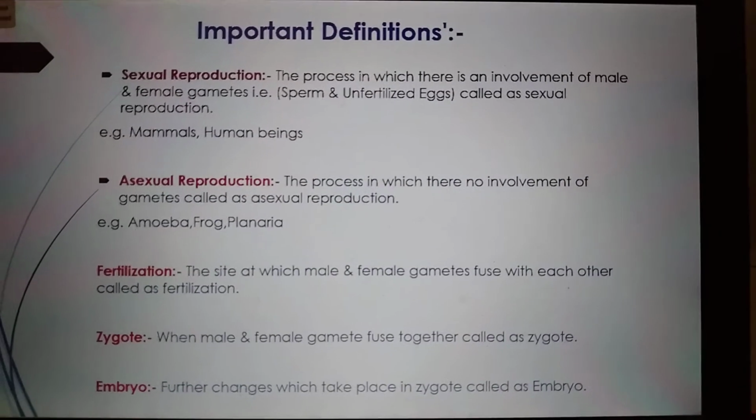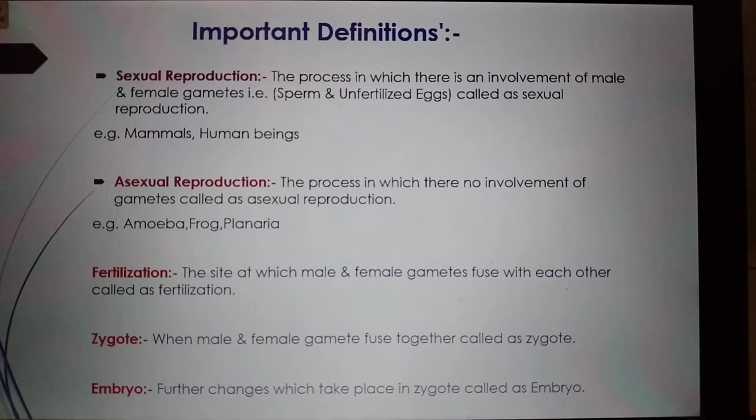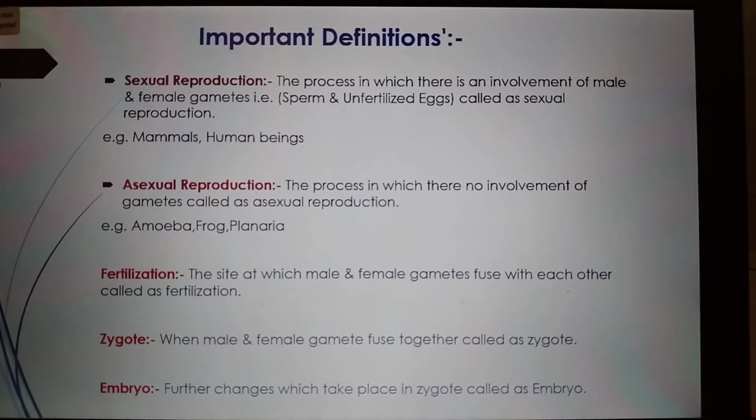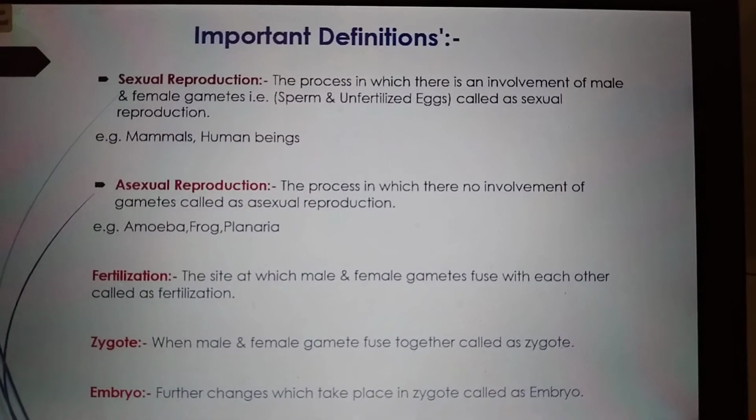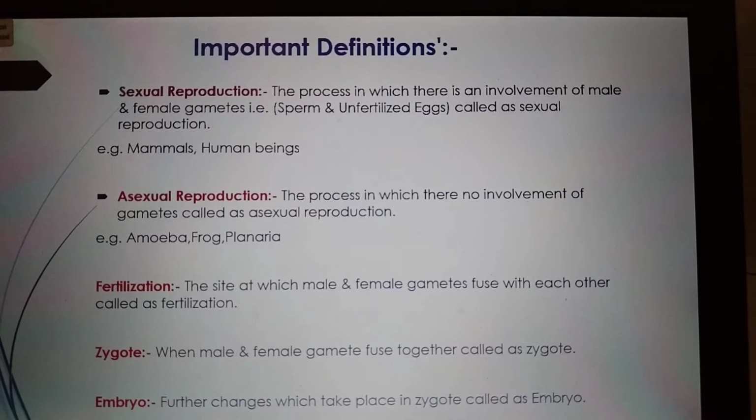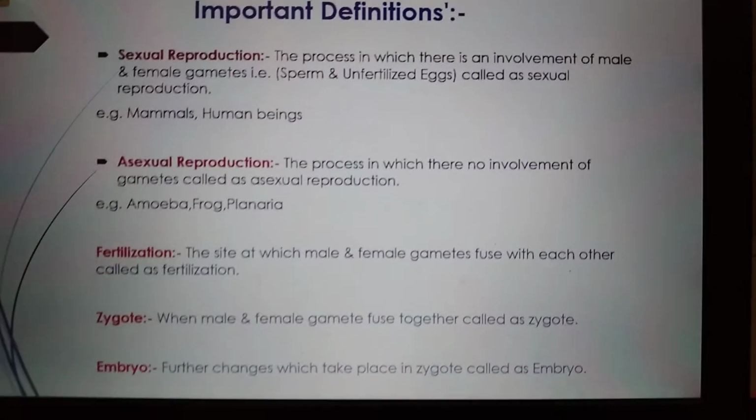Then the next definition is asexual reproduction. The process in which there is no involvement of gametes is called asexual reproduction. In this we can give the examples of amoeba, frog and planaria.